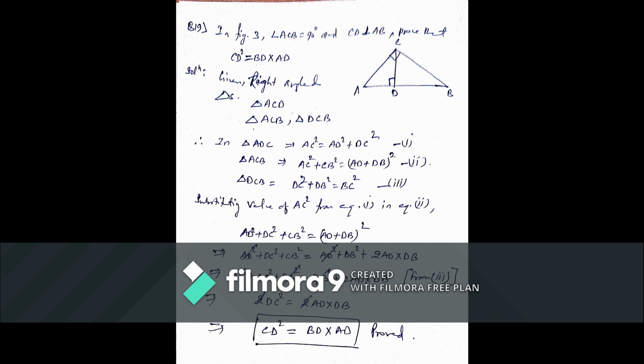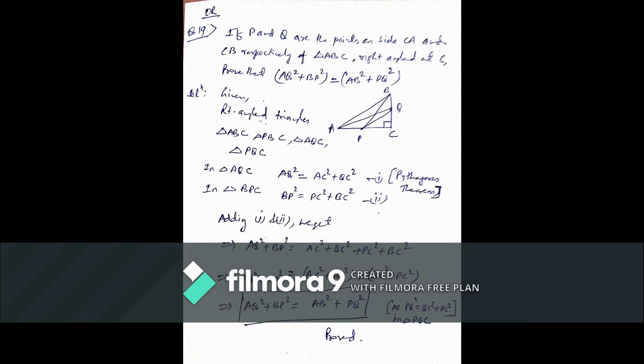So you can see how the triangle is formed here. I have drawn the triangle, and by utilizing that same Pythagoras concept here also we have to solve it. Again we have to find different right angled triangles. So in triangle AQC, I have already shown that AQ square is equal to AC square plus QC square. In triangle PBC, BP square is equal to PC square plus BC square. So let us add 1 and 2, and we get AQ square plus BP square is equal to AC square plus QC square plus PC square plus BC square.